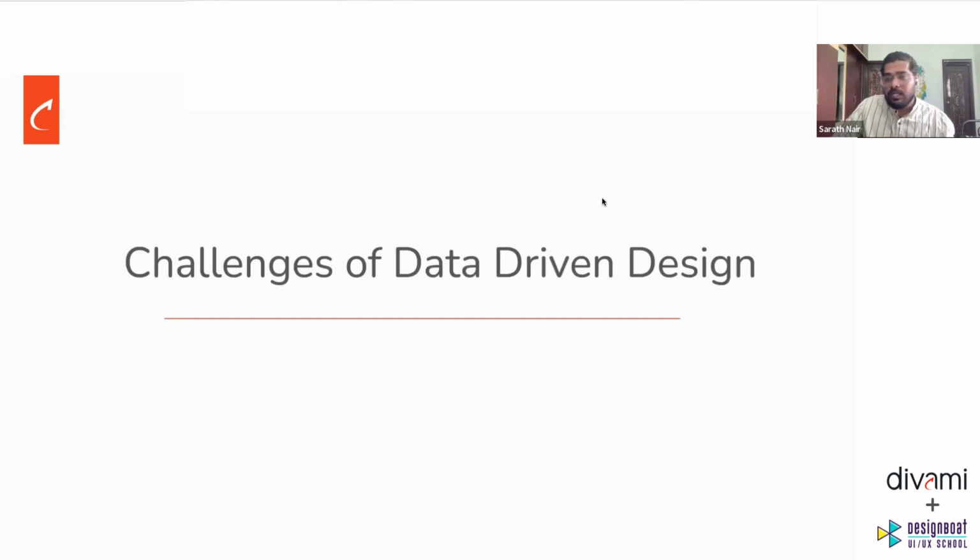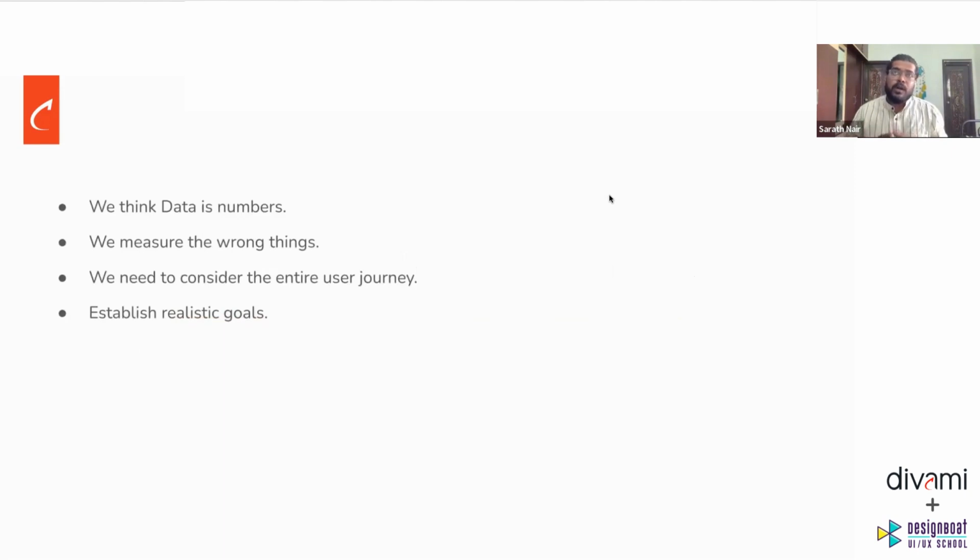Let's see what the challenges of data-driven design are. What I have observed, since I started designing complex B2B applications, is that we think data is only numbers. So when we don't see numbers, we tend to assume that there is no data. But quantitative data is not the only data we need to research. We also need to identify the qualitative data.